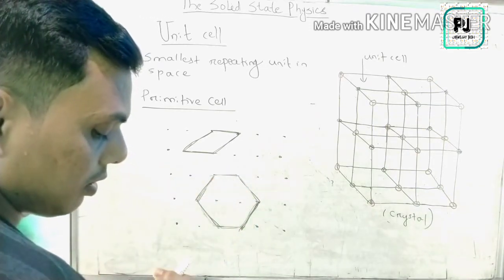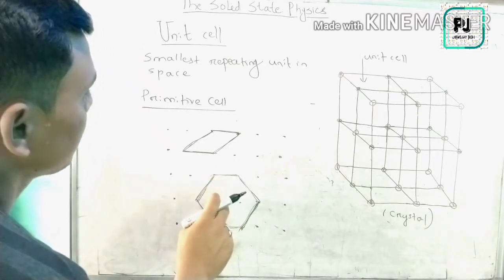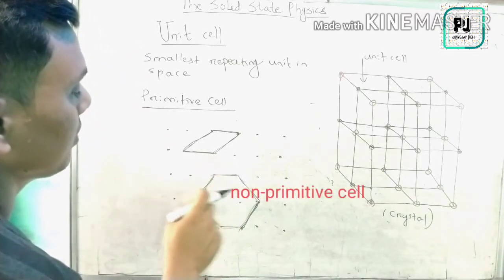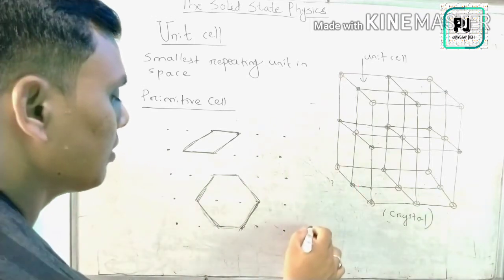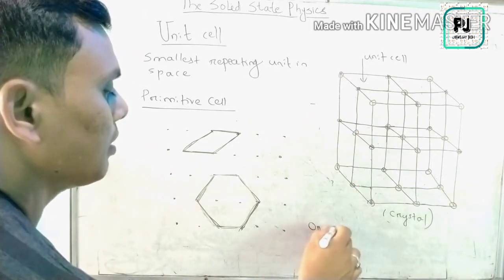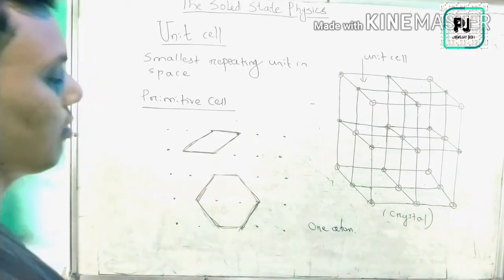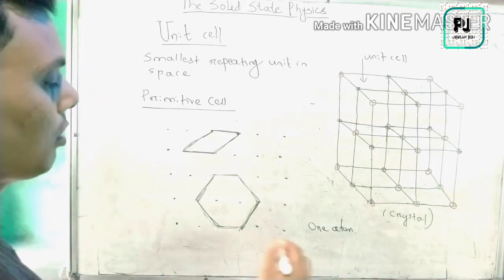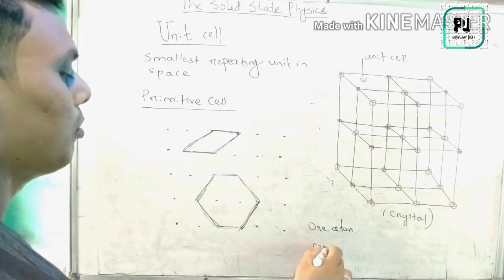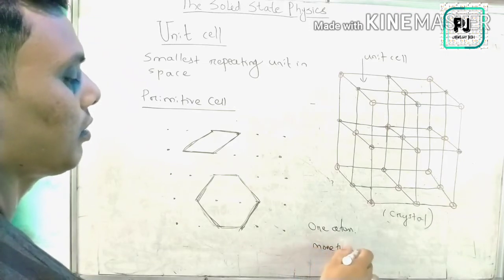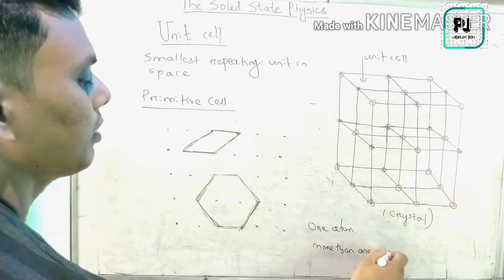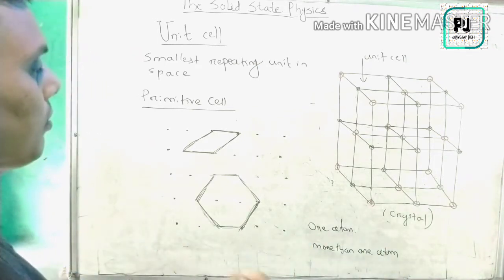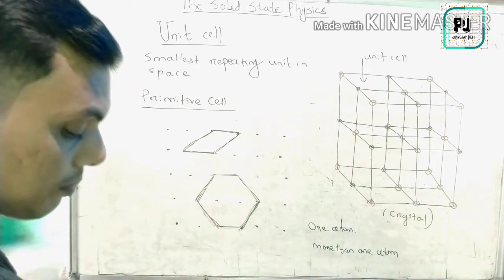So this is not called a primitive cell. Primitive cells consist of one atom. If it consists of one atom, it is called a primitive cell. And if it has more than one atom, it is called a non-primitive cell.